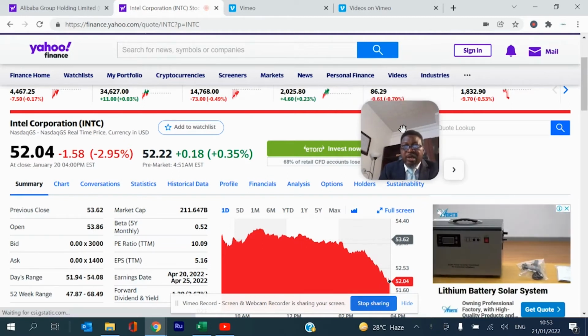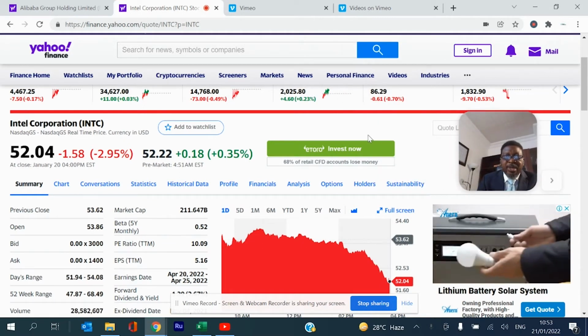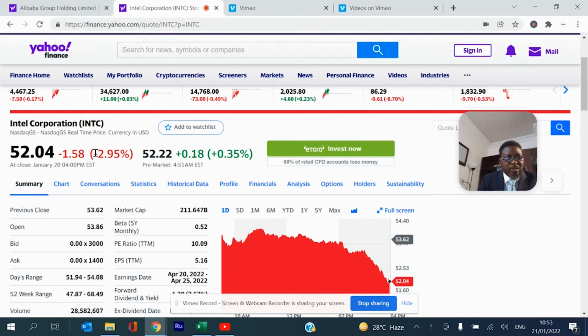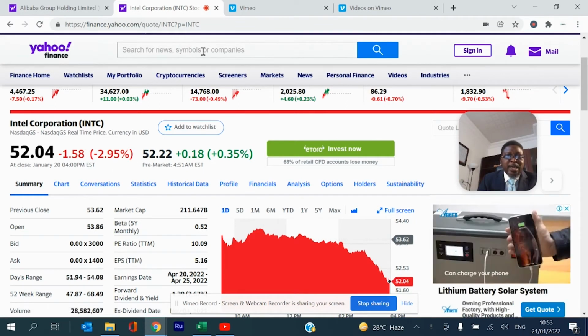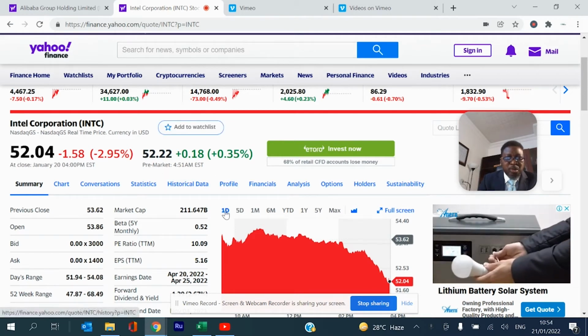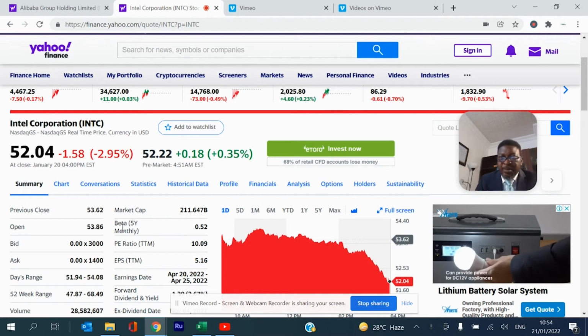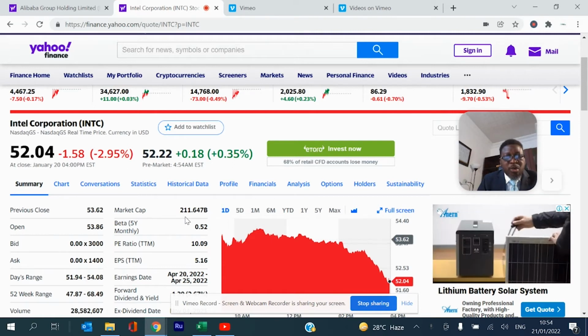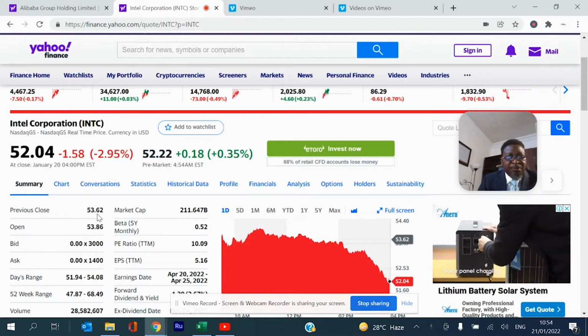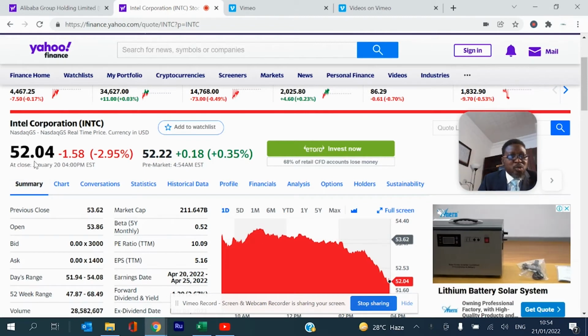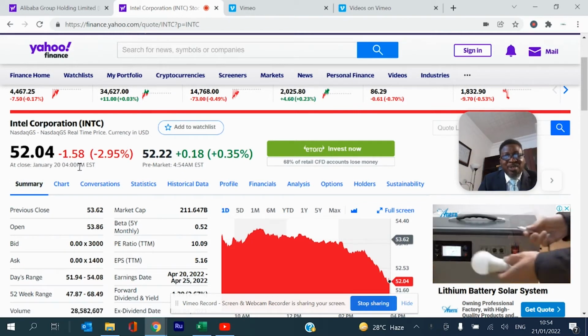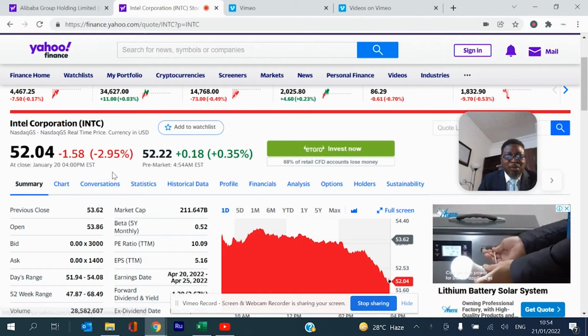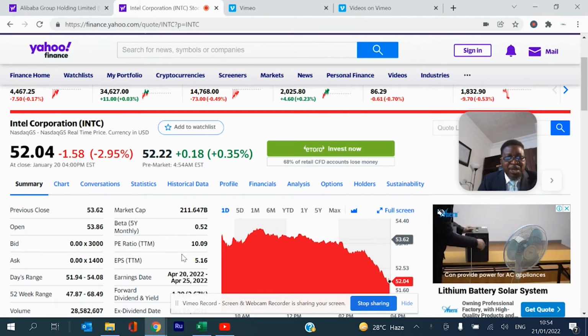So, guys, we are on Yahoo Finance. I already opened the page for Intel. All you have to do is put in the ticker for Intel here, and it will come up. Now, the information we need is the market cap. The market cap is stated for Intel here as 211.6467 billion. The previous close is 53. The current price is 52.04 as at close of business yesterday, which is the 20th of January 2022. The PE ratio is stated here as 10.09.